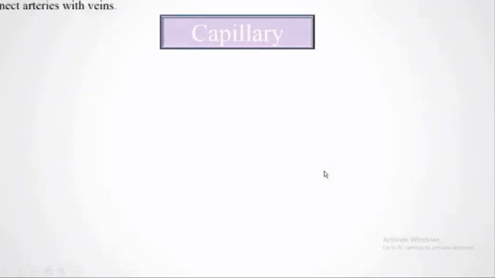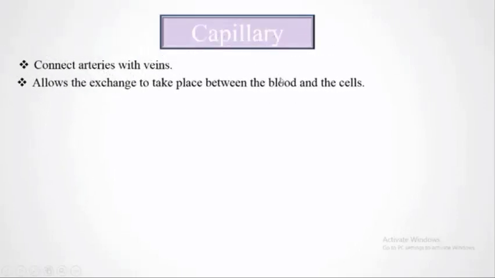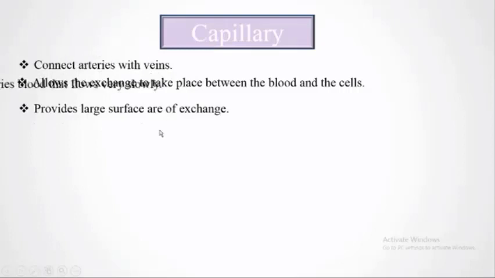And finally, let's move to capillaries, which are the site of exchange. So first of all, they connect arteries and veins, and we have seen this before in the organization of blood vessels. And yes, they are the site of exchange that happens between blood and cells. In order to make this exchange, these blood vessels, which are capillaries, should provide a large surface area, and the flow of blood should be very slow, and we have seen this in the graph.